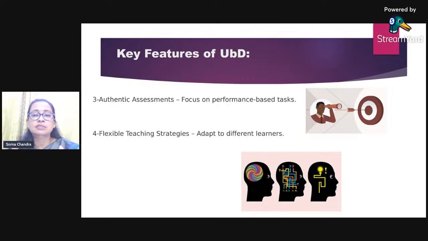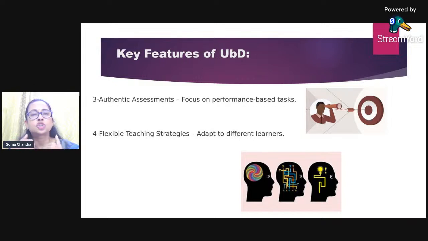So authentic assessment strategies, you can say students would demonstrate understanding through performance based tasks, such as project based learning or real life problem solving rather than just traditional tasks. And flexible teaching strategies will be lessons that are adapted to different learning styles. You can take up PowerPoint presentations, you can take an audio clipping, ensuring that all students can engage with the content effectively.